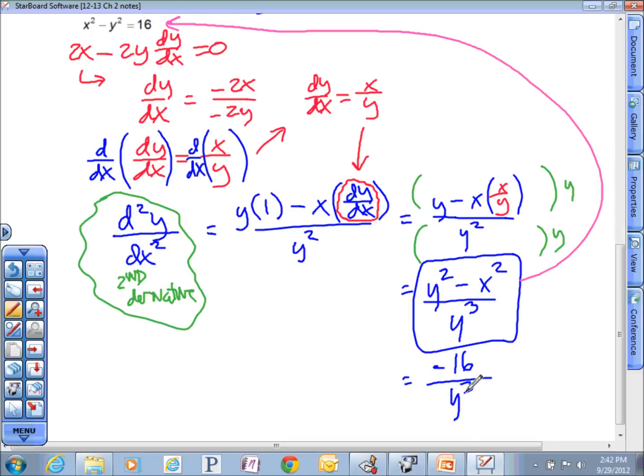We went back up here to the original function, and we found that x squared minus y squared is the same as 16. Well, we didn't have that. We had the opposite of it. So let's bring that back down here, and there's how I got my negative 16 over y cubed.